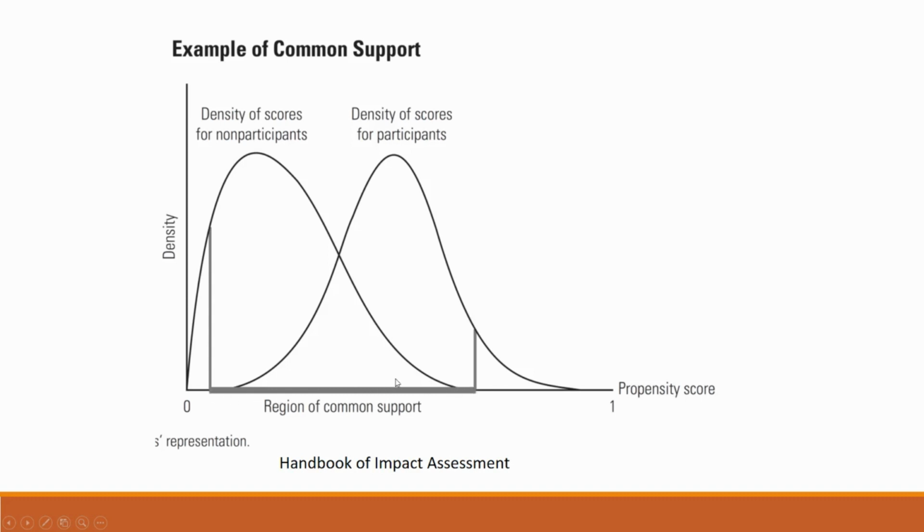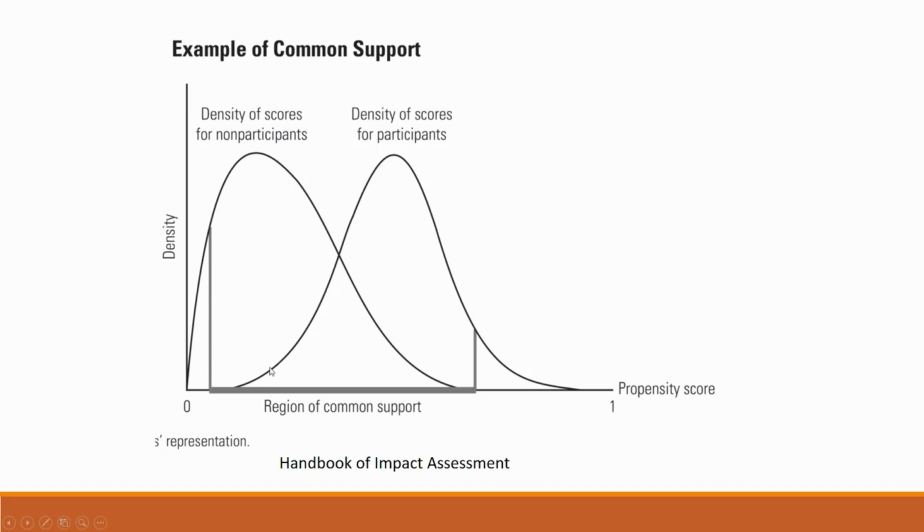That means you're going to have people in your treatment group, that's the curve on the right, that have very similar or the same propensity scores as people in your control group. So basically, there are some people in your treatment group that have a propensity score of, let's say, 0.3 here. And you also have people in your control group that have a propensity score of 0.3. Now, there's a lot more people in your control group that have a propensity score of 0.3 than there are in your treatment group, but that's okay.